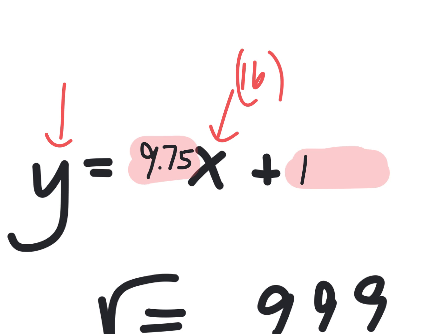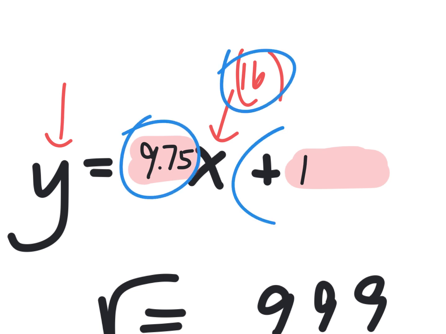Hit clear, get the screen all cleared out, and then look up here and figure out what y has to be. 9.75x, where x is 16, plus 1. Use your calculator, get the answer. Now there's a fancy way to do this where you store it in your calculator, but I feel like it's not worth trying to teach you because it's so much more complicated. Anybody can type in 9.75 times 16 plus 1.